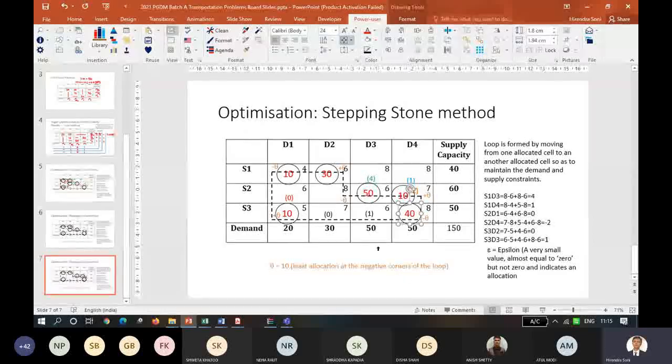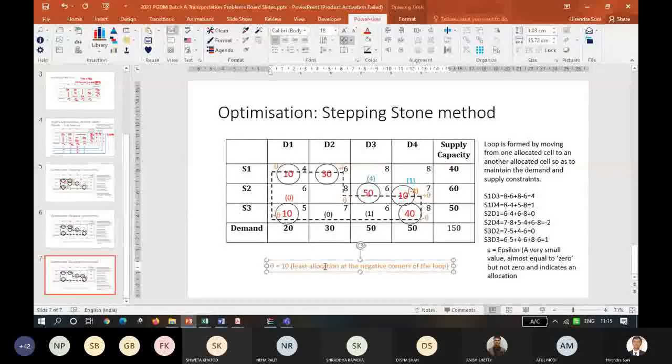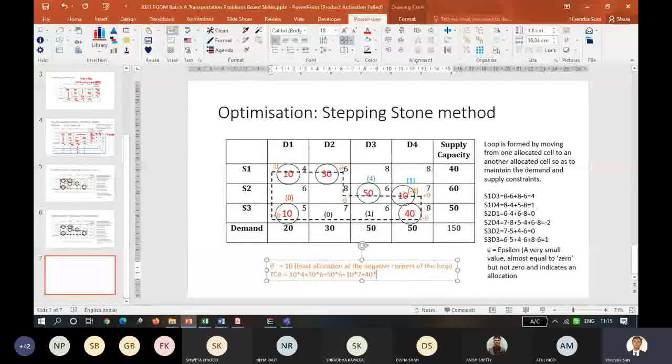If you look at the total cost of allocation at this juncture, how much will it be? 10 into 4 plus 30 into 6 plus 50 into 6 plus 10 into 7 plus 40 into 8. Now what next? One more is remaining: 10 into 5 plus 10 into 5. How much does it come to?